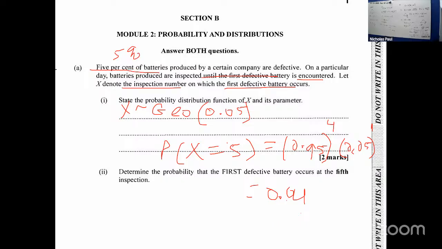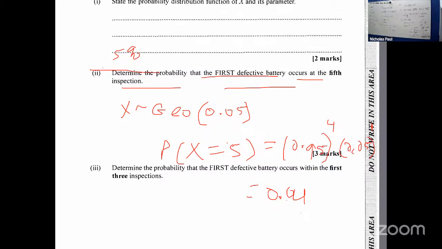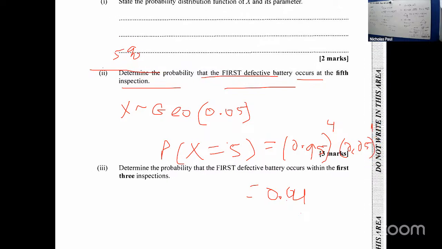I think there's one more little piece there. Determine the probability that the first defective battery occurs within the first 3 inspections. Within the first 3 means 3 or less. So that's the probability of X less than or equal to 3. Work out that answer.